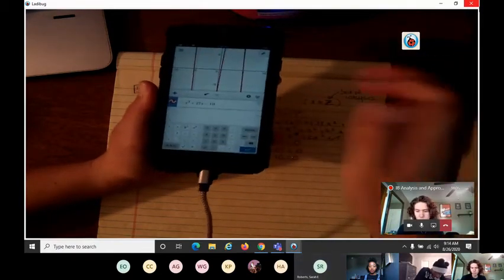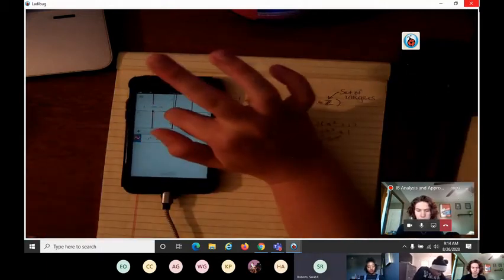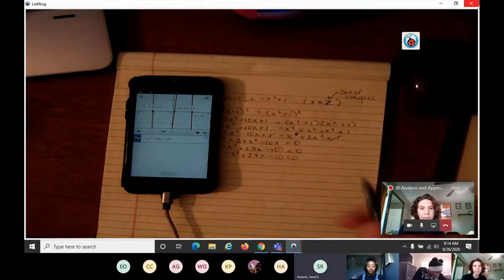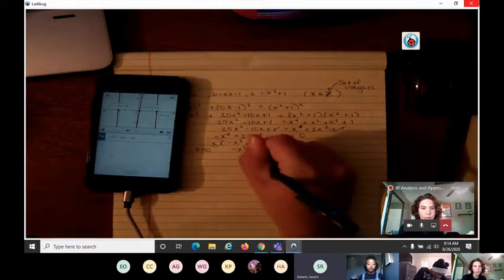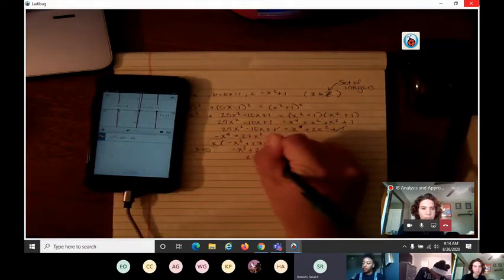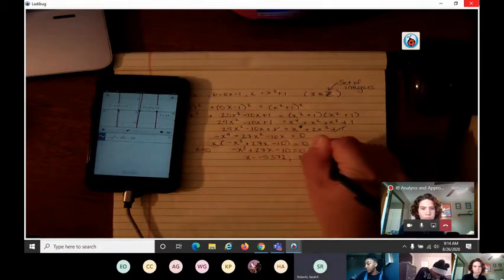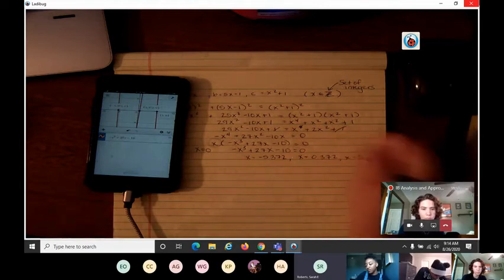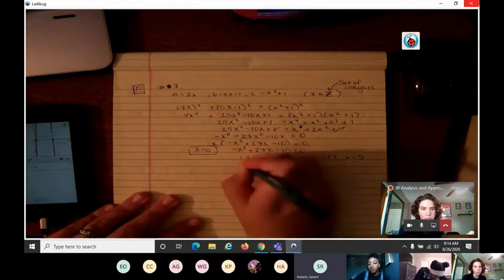There. That's better. Okay, so we see we have 3 intersections on here, and you would find those same 3 intersections when you calculated it on your calculator. We would get x equals negative 5.372, x equals 0.372, and x equals 5. So those are our 3 total solutions for x.